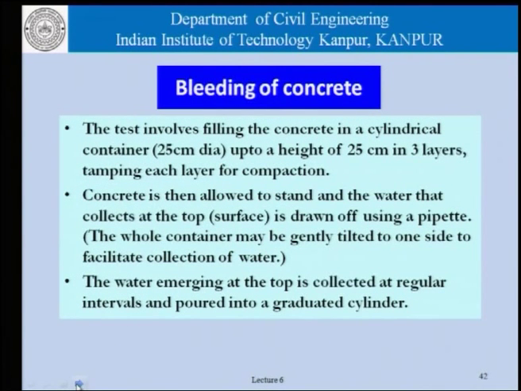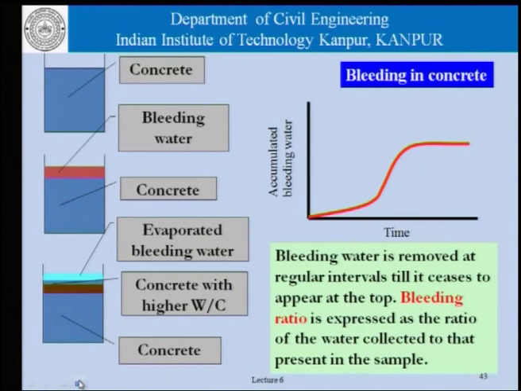The test, as it says here, involves filling up the concrete in a cylindrical vessel 25 centimeters in diameter up to a height of 25 centimeters in 3 layers, tamping each layer for compaction. Concrete is then allowed to stand and the water that collects at the top surface is drawn off using a pipette, and the whole container may be gently tilted to one side to facilitate collection of water. The water emerging at the top is collected at regular intervals, and we continue this process till such time as the water ceases to appear.